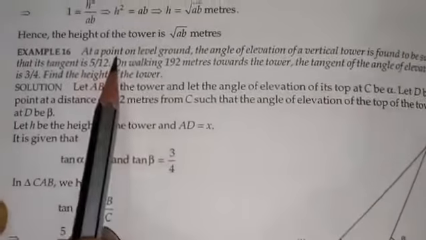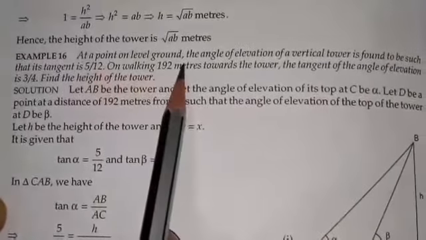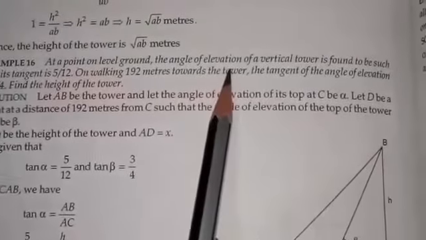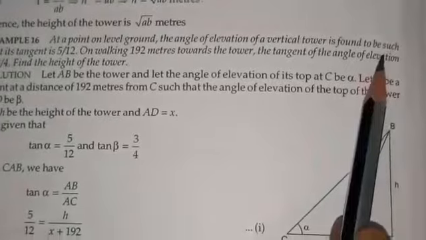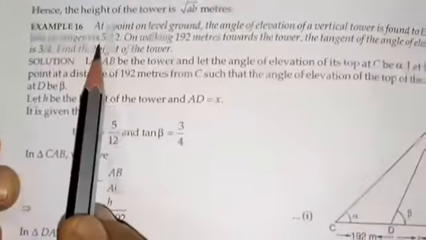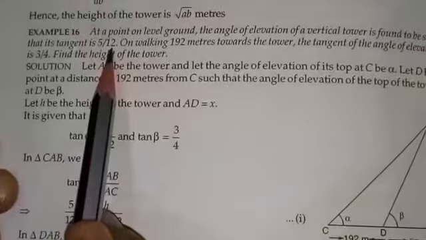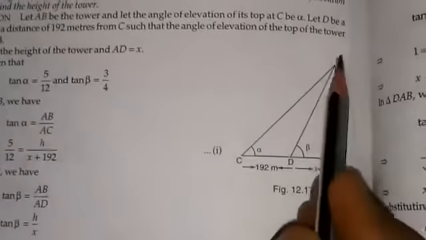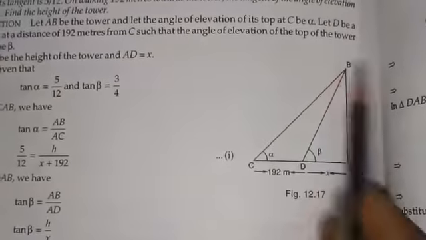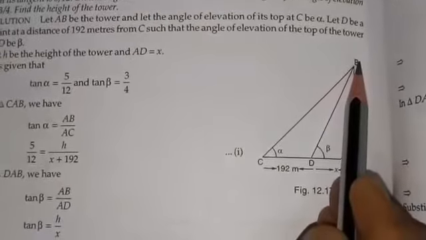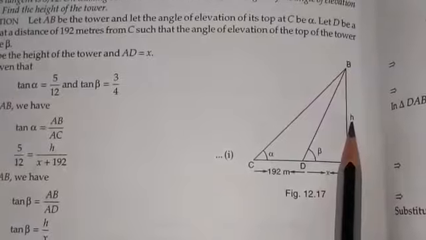At a point on level ground, the angle of elevation of a vertical tower is found to be such that its tangent is 5 by 12. So here AB represents the vertical tower. The height of the tower is not known to us. Let's call it H.